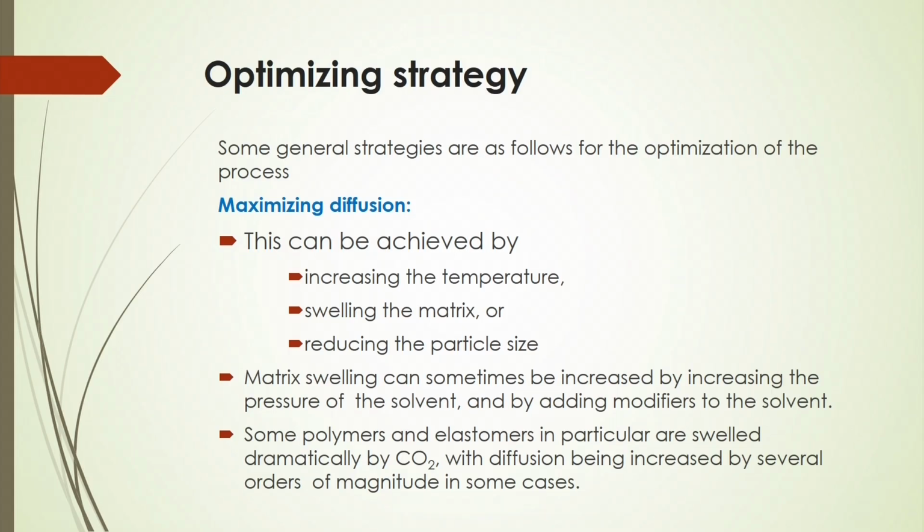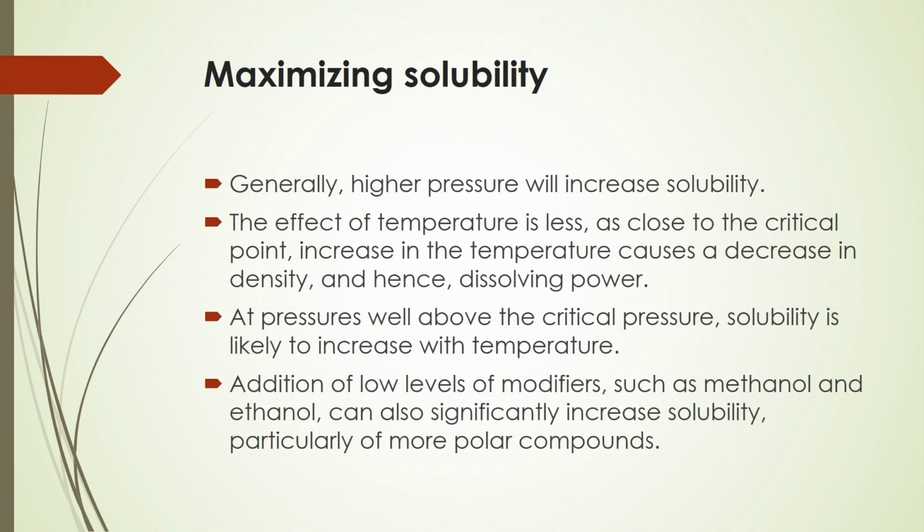In that case, matrix swelling can sometimes be increased by increasing the pressure of the solvent and by adding modifiers to the solvent. Some polymers and elastomers in particular are swelled dramatically by carbon dioxide, with diffusion being increased by several orders of magnitude in some cases. So, that is why you can maximize diffusion based on the swelling effect, the particle size effect, and also the increase or decrease of the temperature.